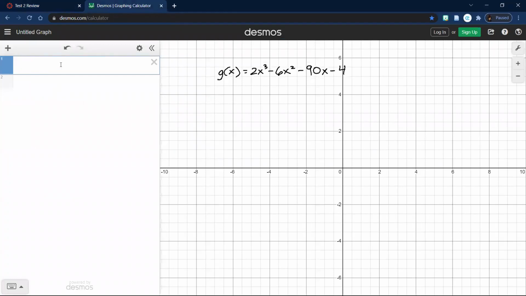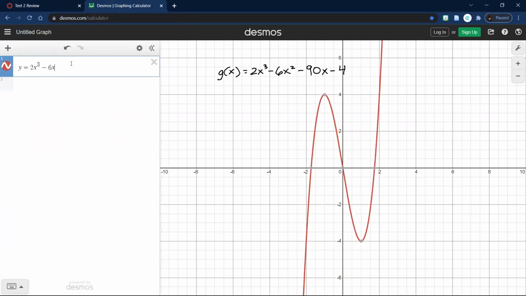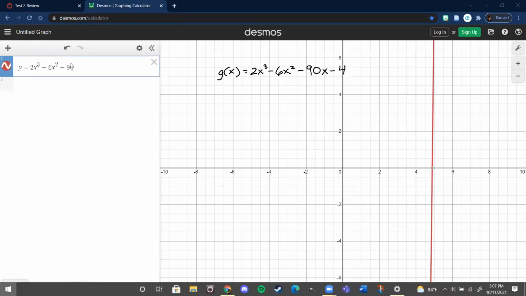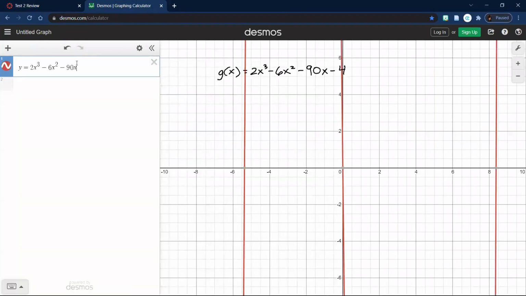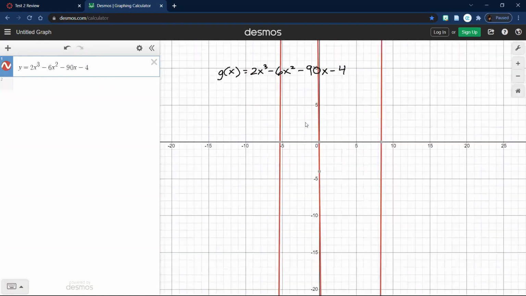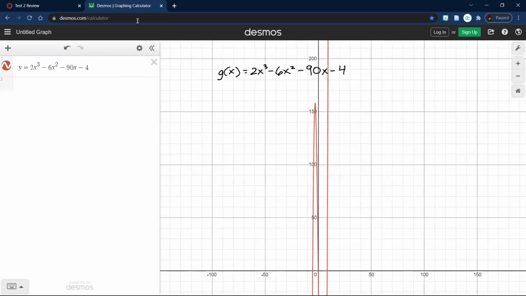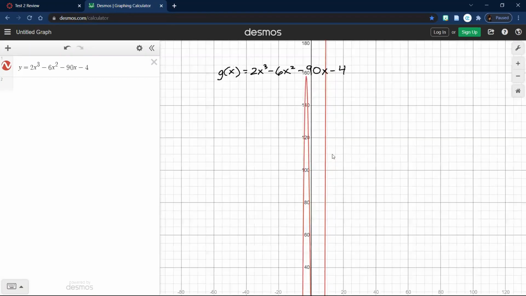All right. So if we're plugging this into Desmos, I'm just going to go ahead and do y equals, and it's going to be good if I actually type in the whole thing. So 2x cubed minus 6x squared minus 90x minus 4. Okay, and as you can see, I'm a little zoomed in, so I need to zoom myself out. And so now this is graphed, right?